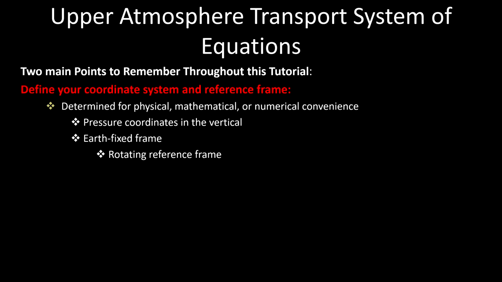So for instance, sometimes coordinate systems are defined for different reasons: physical, mathematical, numerical. For instance, we use pressure coordinates in a number of our models for our vertical coordinate. Some of that's physical, but there are also some numerical supporting reasons for doing that as well. And also, typically, we work in an Earth-fixed frame, which is a rotating reference frame.